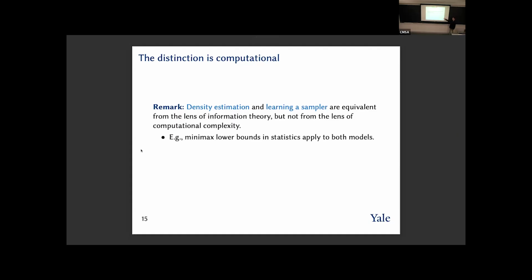Just as an example, if I have a minimax lower bound in statistics, this minimax lower bound would apply to both of these tasks equally well, because this is a purely information theoretic notion. However, if I have a computational lower bound against one of these tasks, which will come up later in the talk, that doesn't necessarily translate to a computational lower bound for the other task.